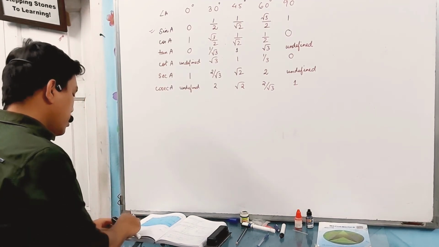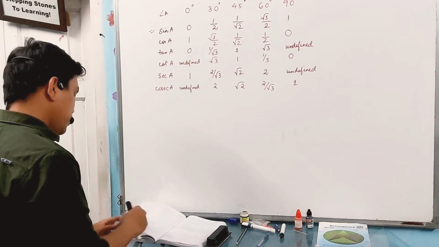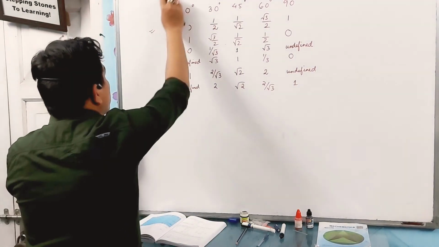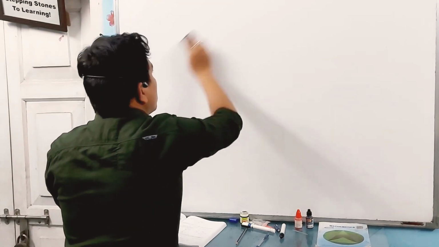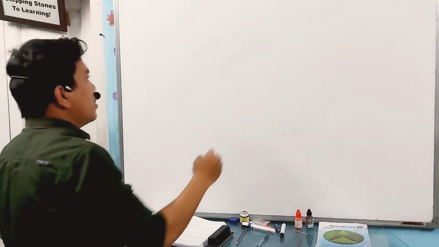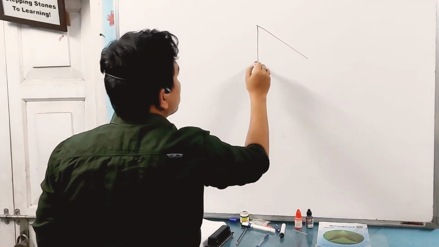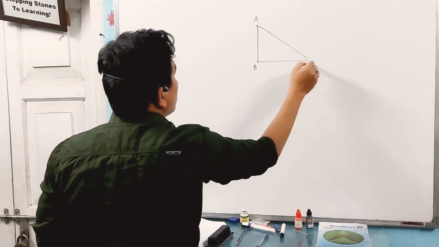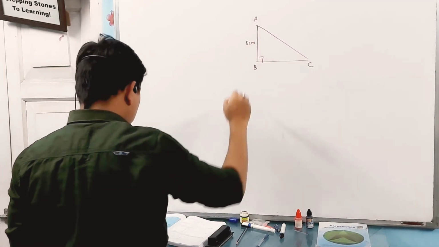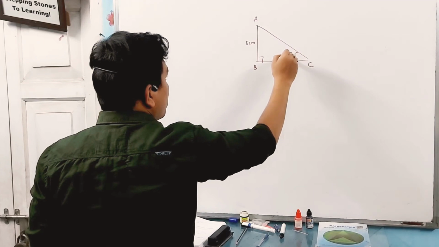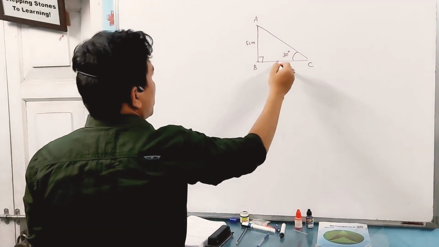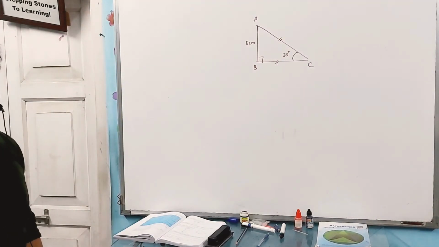So now, let's start example number 6. In example number 6, it is given that in triangle ABC, right angle at B, AB is 5 centimeter and angle ACB is given as 30 degree. We have to determine the lengths of BC and AC. BC and AC we have to find out.